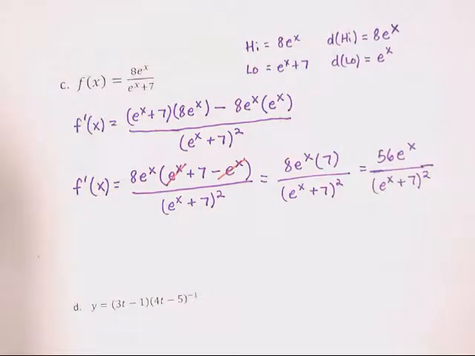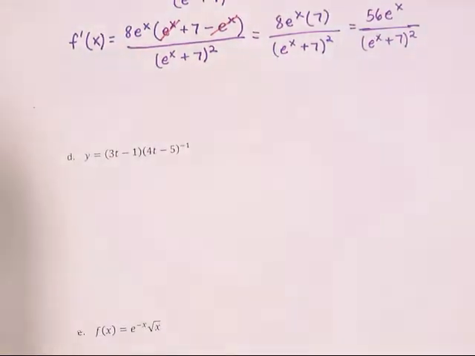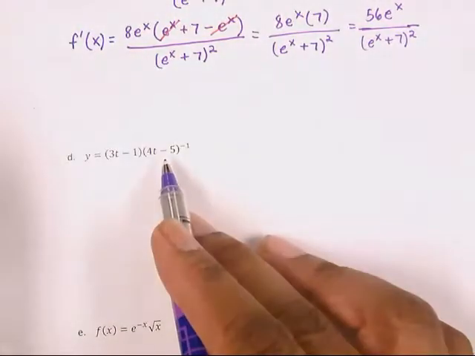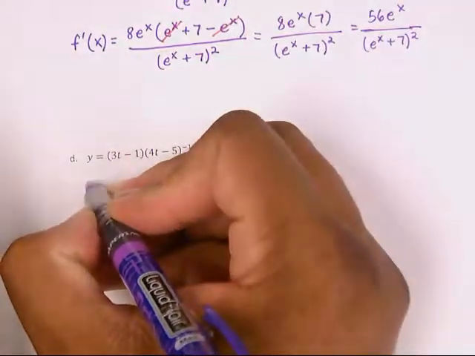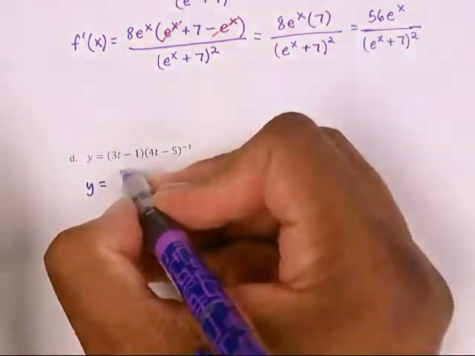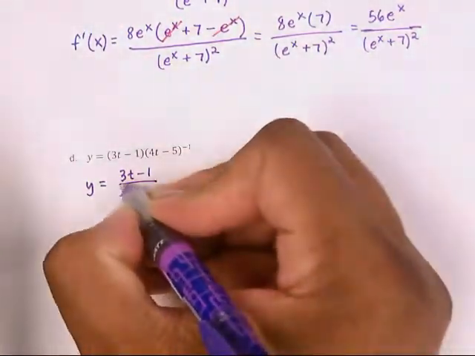All right, now part D. Here we got y is equal to 3t plus 1 times 4t minus 5, and that's raised to the negative 1 power. And here I want to apply the quotient rule here. Well, notice I got 4t minus 5 and it's raised to a negative power. I can write that using positive exponents here, okay? So here I can write that as y is equal to, the 3t minus 1 will be in the numerator, but that 4t minus 5 will be in the denominator.